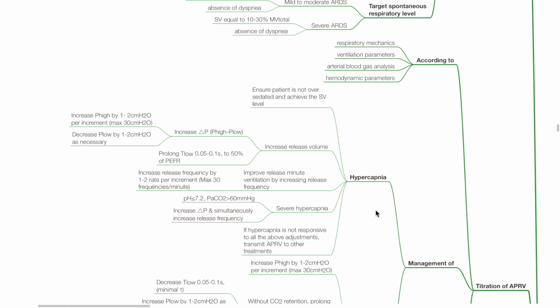Improve release minute ventilation by increasing release frequency. Increase release frequency by 1 to 2 rate per increment, maximal 30 frequencies per minute. Severe hypercapnia occurs when pH is less than 7.2 and PaCO2 is more than 60 mmHg. Increase delta P and simultaneously increase release frequency. If hypercapnia is not responsive to all the above adjustments, transmit APRV to other treatments.